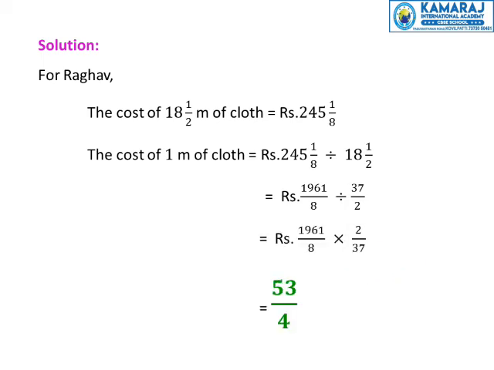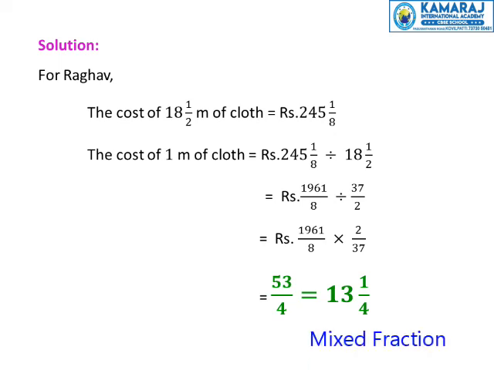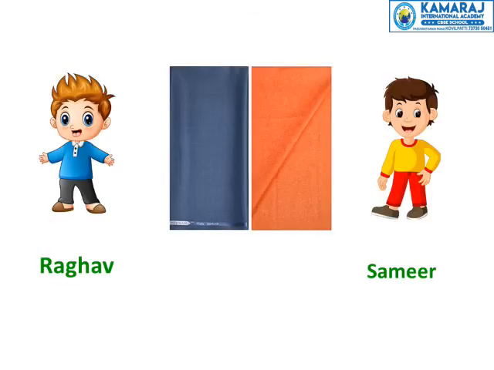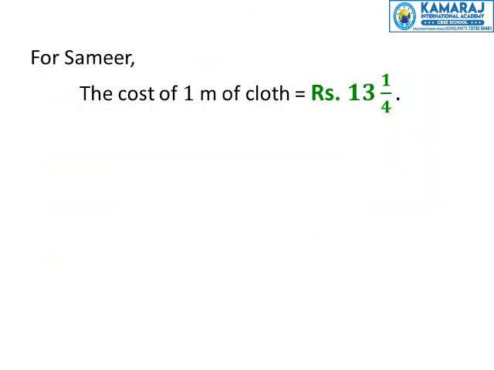We can simplify these terms. We can get 53 by 4. 53 by 4 is an improper fraction, so we need to convert it into a mixed fraction. So 53 by 4 is equal to 13 1 by 4. This is the mixed fraction. Therefore the cost of 1 meter of cloth is rupees 13 1 by 4. Both of them bought the same cloth, so for Samir also the cost of 1 meter of cloth is rupees 13 1 by 4.